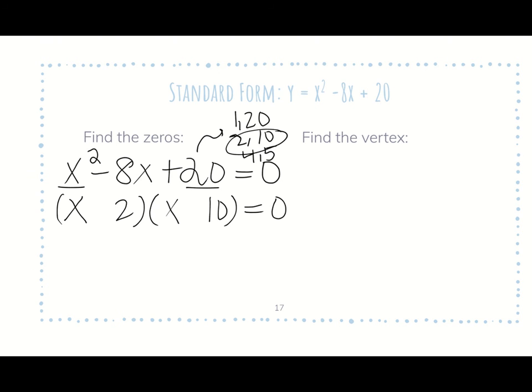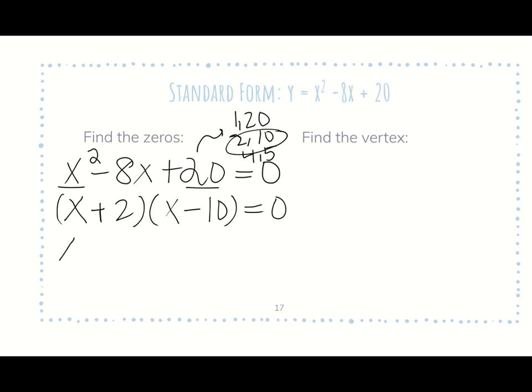Well, which one's got to be positive? Which one's got to be negative? Well, I need a negative 8, so it's got to be negative 10. The bigger number has to be negative. Positive 2 minus 10 is negative 8. Now, those are my factors, not my solutions, not my zeros.